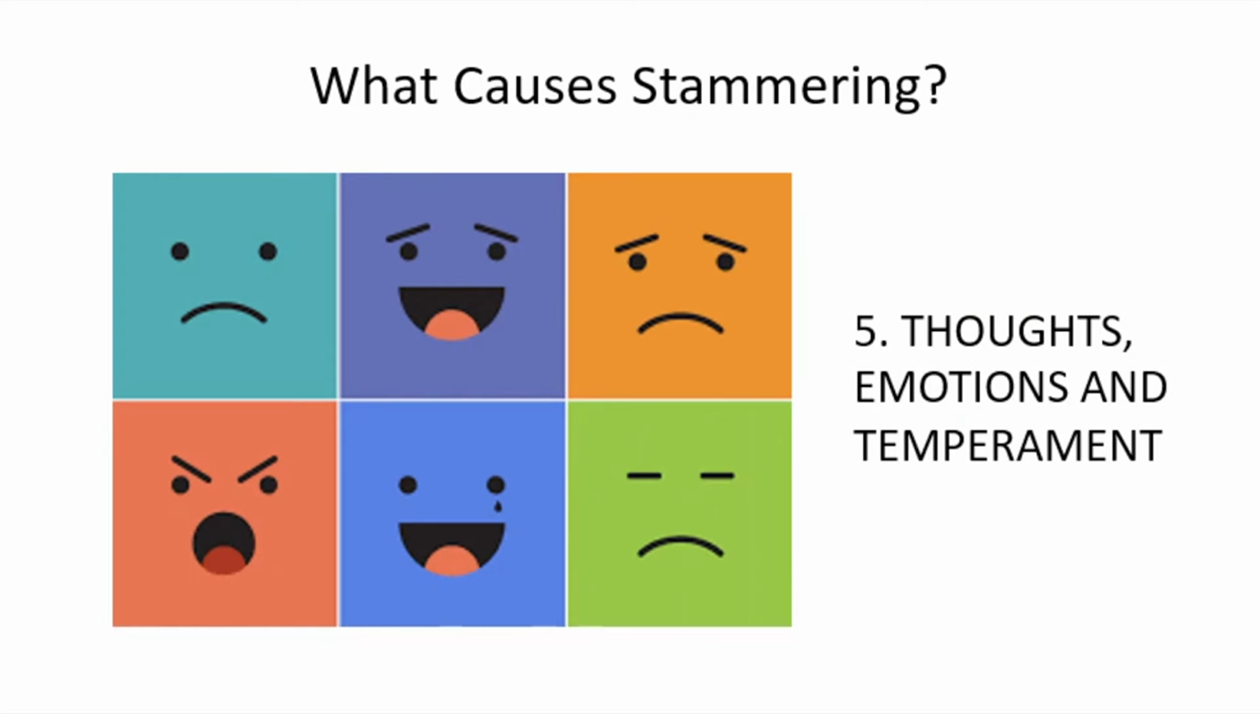Okay, final little slide in the causes section is thoughts, emotions, and temperament. So, like we touched on earlier, stammering doesn't start because a child is anxious or because they're shy or nervous. But if a child has a stammer, then they might stammer more if they're feeling anxious, and that might lead to them becoming less confident about speaking. But as I said, being nervous isn't the root cause of the stammering. It might just have a part to play in it persisting, I suppose.